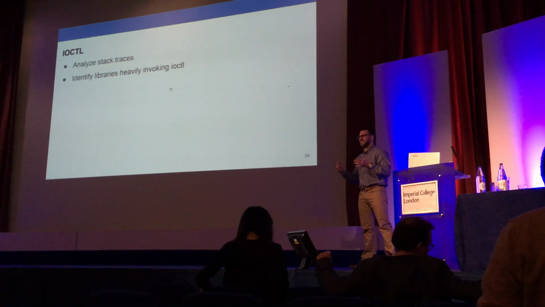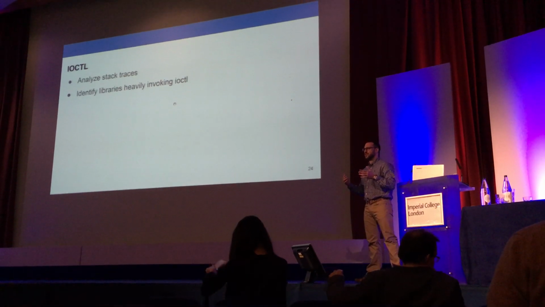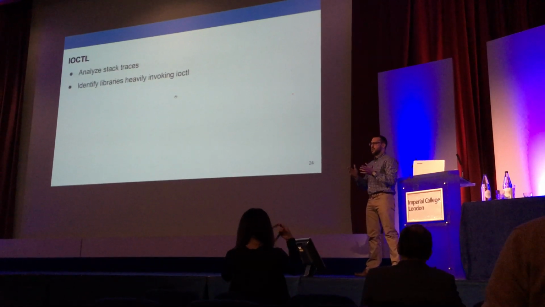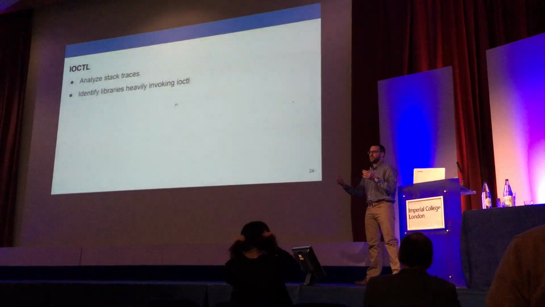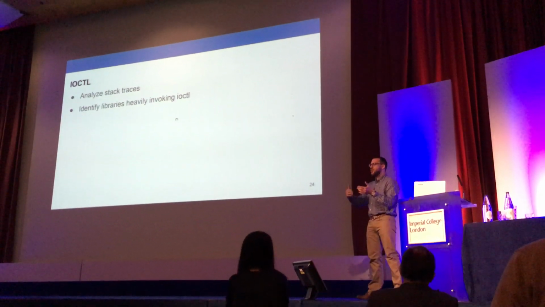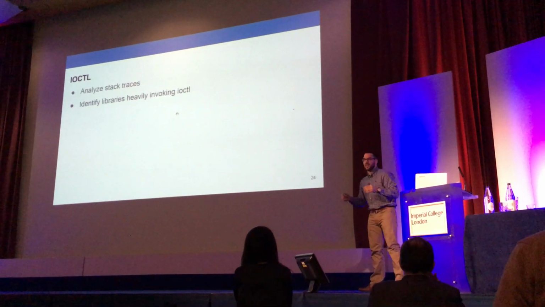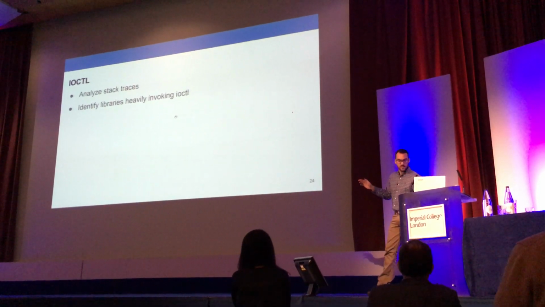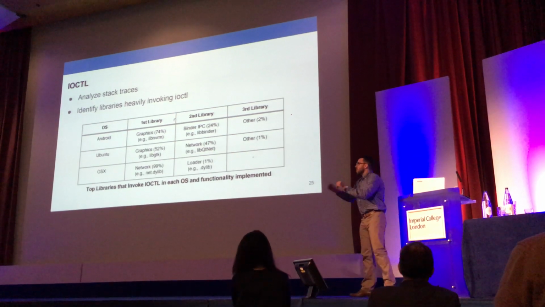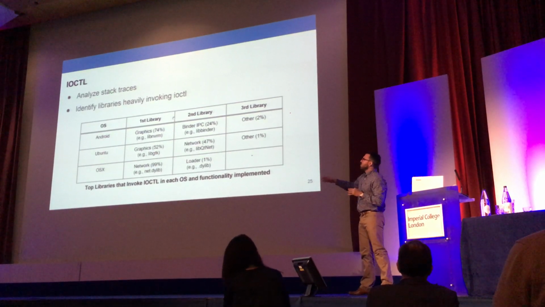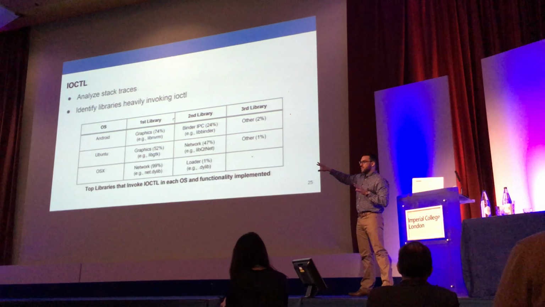And that's very interesting, and that prompted us to go back to our traces and analyze exactly what kinds of libraries are heavily invoking IOCTL. So you have an extension API which is used to support some missing functionality. The natural thing to do is see who is using this call in order to extrapolate what functionality might be potentially missing. And in this table, we summarize the results of our analysis across 3 different OSes.